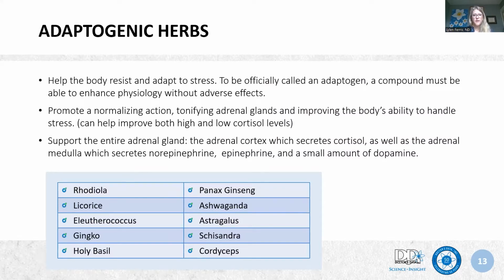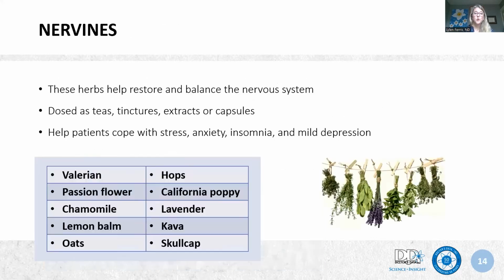Adaptogens optimize HPA axis function, but they also contribute to neurotransmitter balance. So of course, adaptogens are herbs and even mushrooms that support the body in resisting and adapting to stress. Officially, to be called an adaptogen, these must enhance physiology without any adverse effects. Adaptogens will promote optimal hormone and catecholamine levels, whether your patients have started with low or high levels. And we know that adaptogens promote balance to the entire adrenal gland, both the cortex, which produces cortisol, and the medulla, which produces some of the neurotransmitters.